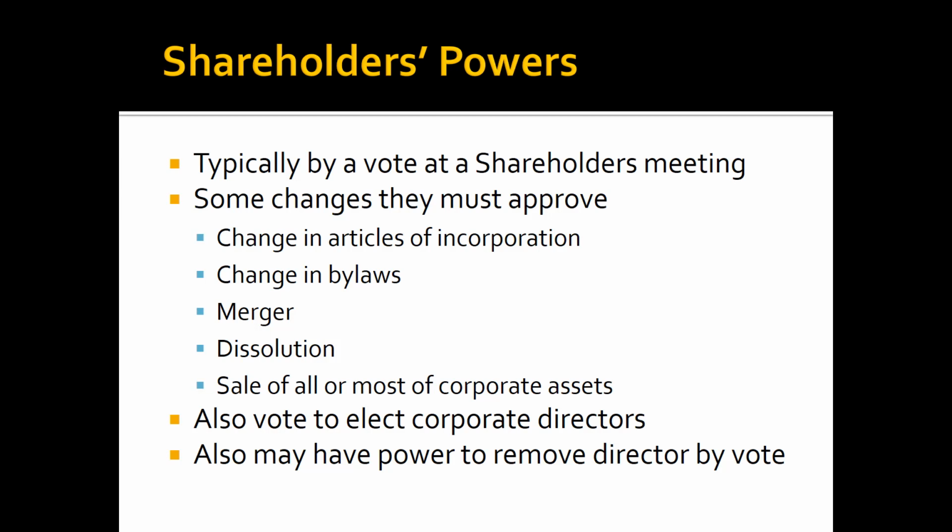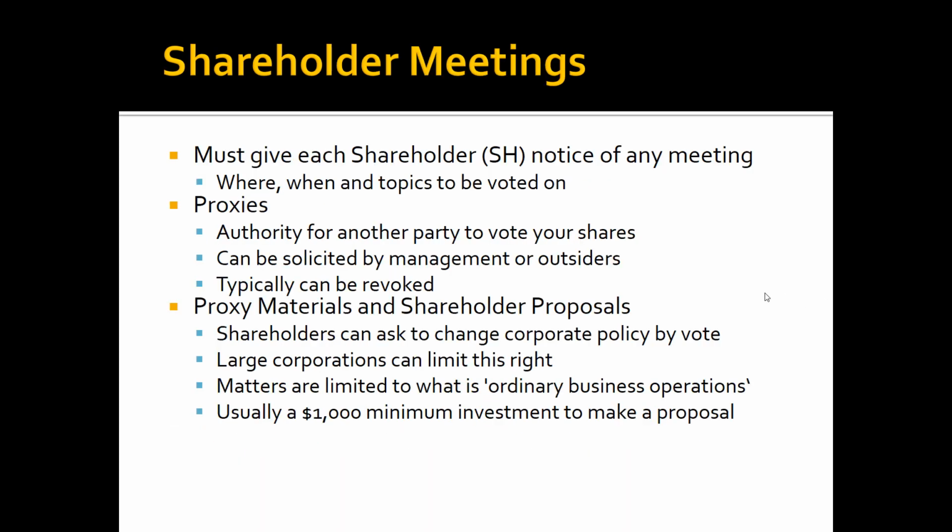Also, and again, this is kind of jumping ahead to the chapters coming up on merger and consolidation. If you're going to sell most of the corporate assets, you'd have to approve it. If you're going to elect corporate directors, shareholders do that. If you're going to remove someone by vote, you've got to do it by shareholders vote. Big powers there, big powers. Shareholders exercise these powers at their meetings.